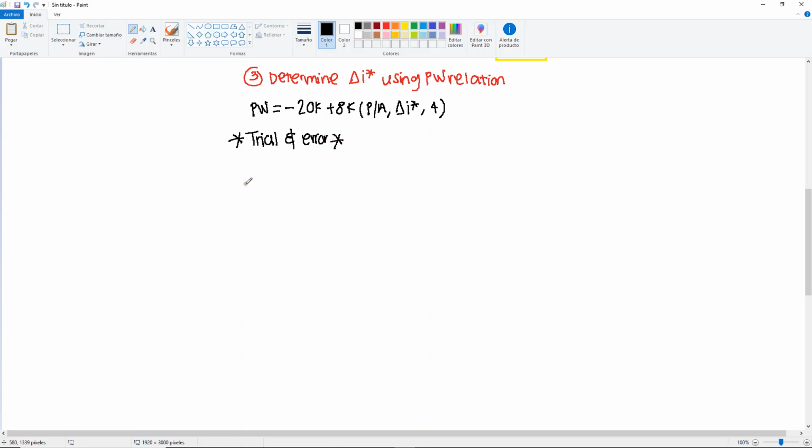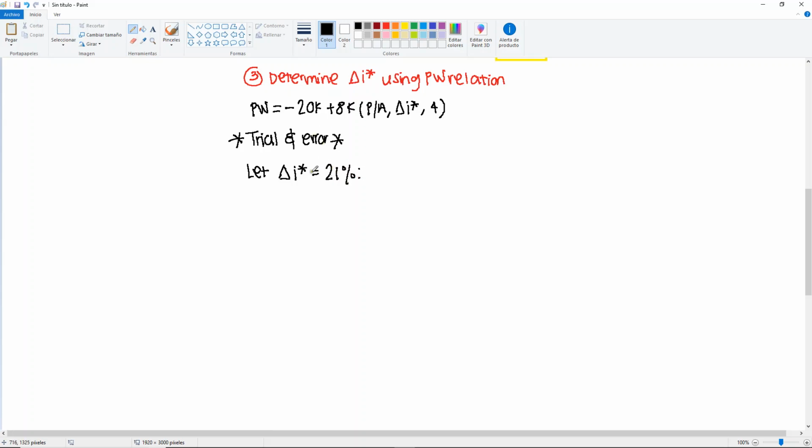Okay, so for the trial and error, you're going to let delta I star be equal to any percentage that you want. So here you have the choice. You may pick a 5, you may pick a 10. It doesn't really matter which one you choose. Okay, so in this case, just for convenience purposes, I'm gonna use 21%. But then again, you may use any value that you want in here. That's why it's trial and error.